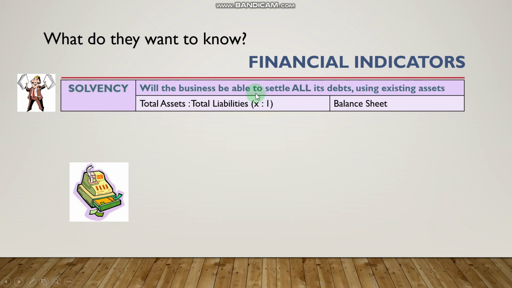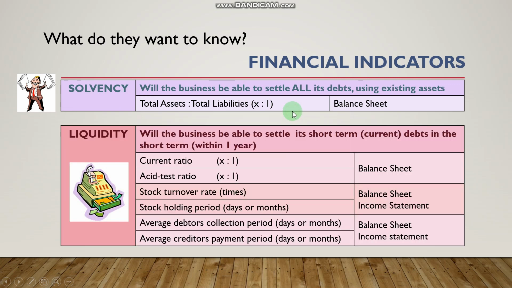Okay, so that's the one category of financial indicators. The next category of financial indicators is liquidity. The question that liquidity would be asking is, will the business be able to settle its short-term or current debts in the short term, that is within 1 year? In other words, can this company pay off its short-term debts using its short-term assets? Simply put, short-term debts now would focus only on the current liabilities.